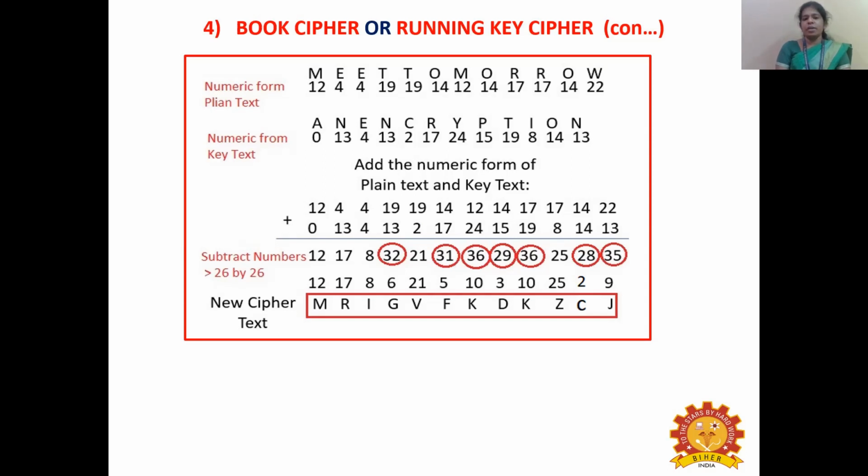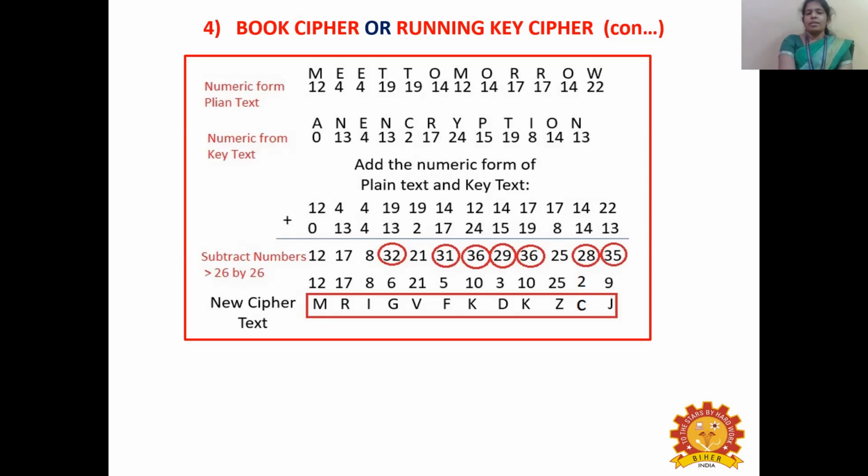After finishing this numeric form, we have to add both the plain text and the key numeric forms. So 12, 4, 4, 19, 19, 14, 12, 14, 17, 17, 14, 22. This is your first row, which is nothing but the plain text numeric form. Then the key numeric form is 0, 13, 4, 13, 2, 17, 24, 15, 19, 8, 14, 13. So this is your key numeric form. Totally we are having 12 letters. You write the numbers one by one based on position, then you add them up. This is your third step.